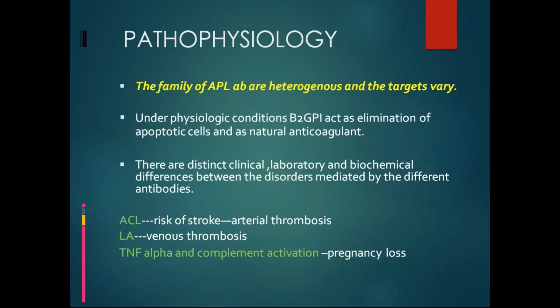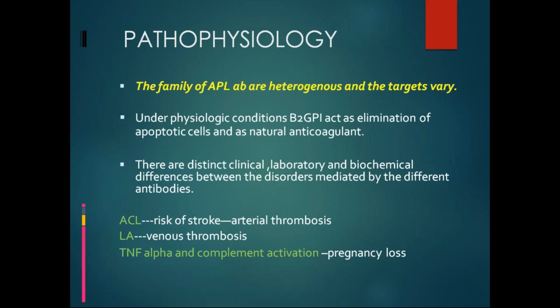What is the basic pathophysiology of this antiphospholipid syndrome? The development of antiphospholipid, I already said, whenever APL comes, it is antiphospholipid. Antibodies are heterogeneous and target many things. Under physiological conditions, beta-2 glycoprotein acts in the elimination of apoptotic cells and as a natural anticoagulant. There are distinct clinical, laboratory, and biochemical differences between these three, basically.